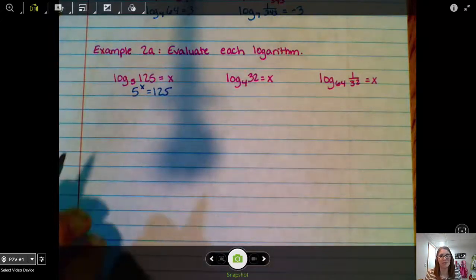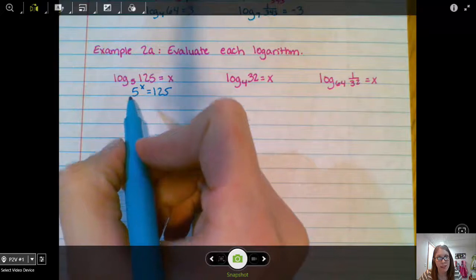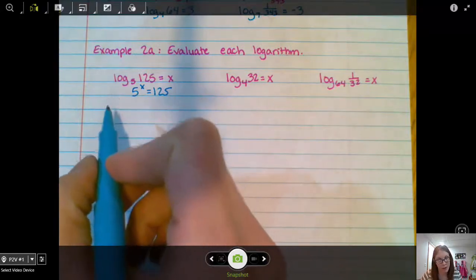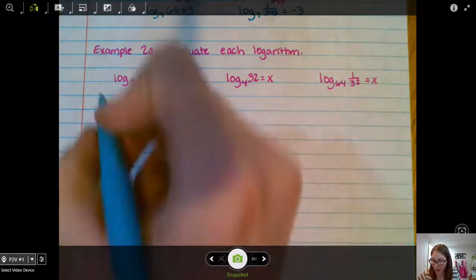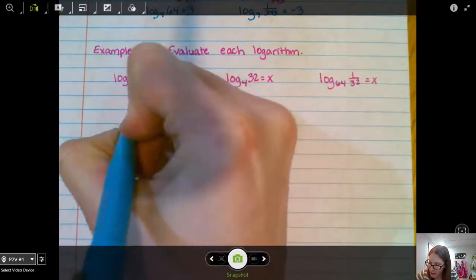Well, if you have that power table still, it'd be a really helpful thing to look at. I'll have copies for you again in class. But those power tables are good things to look at because if we look at our power table, we'll see that 5 to the third power is 125. So in this case, x is 3.